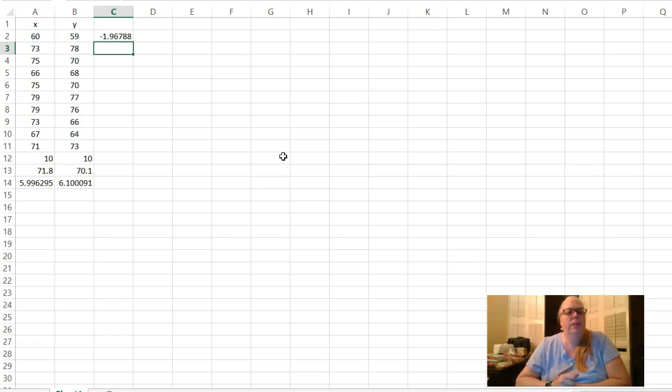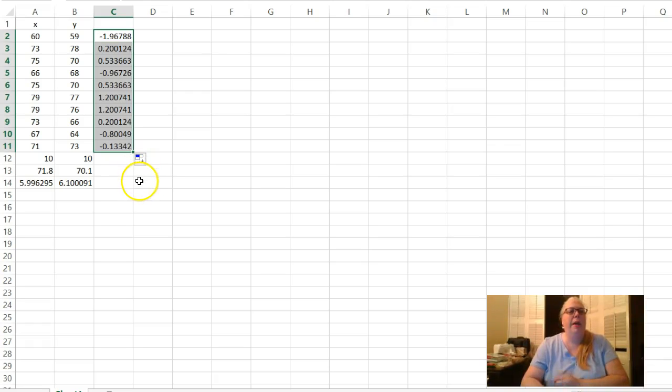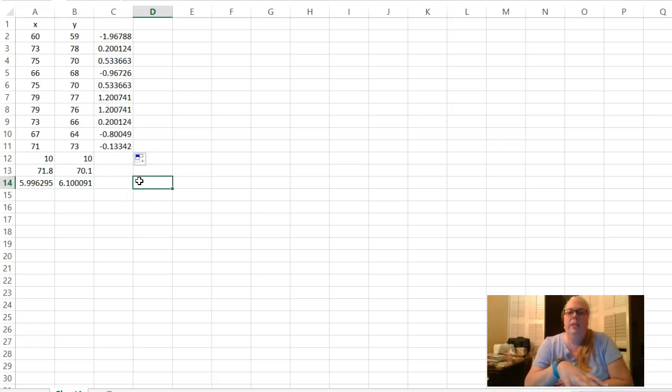All right, and that's what it's going to give me: negative 1.96788. Okay, now when we come up here, you'll notice that there's a little box right here on the corner. If I grab hold of that, press down my left click, and drag this down so that it covers all of my data, it automatically populates each of those cells for me so that I don't have to type that formula every time.